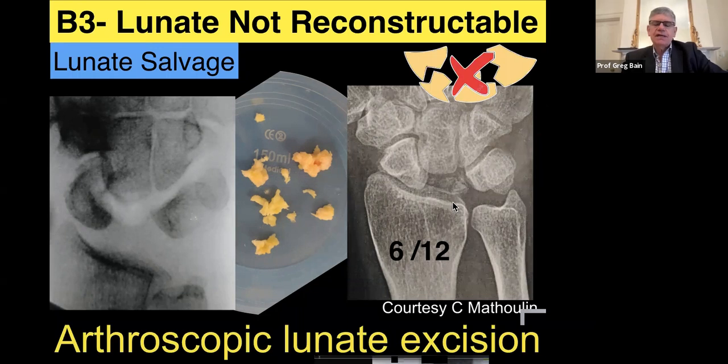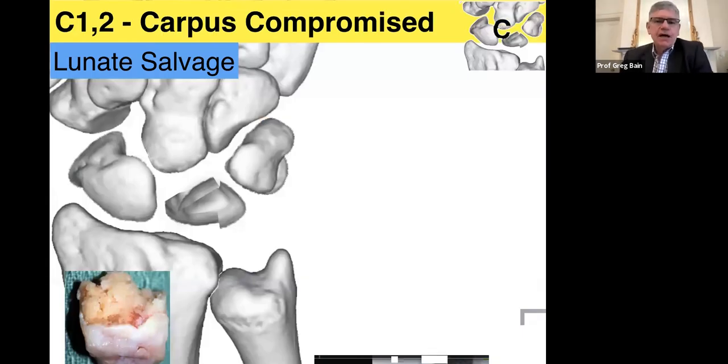Some of the other cases where I've seen the lunate just excised do end up with ulnar translocation. So again, I think further work's required in this space. However, this is technically a simple procedure. So going on now to the carpus.